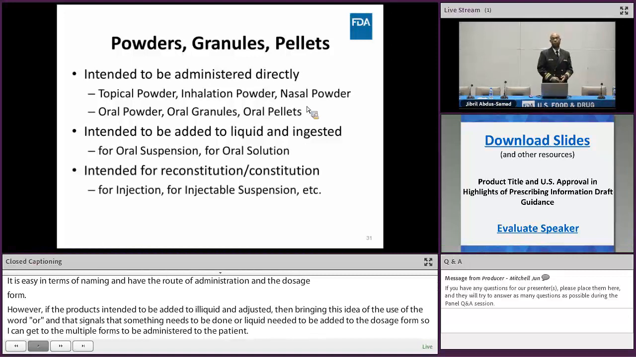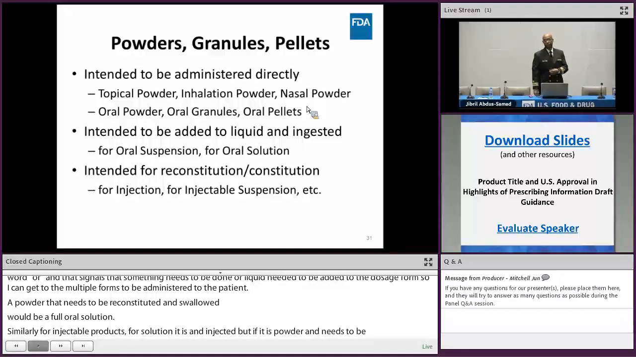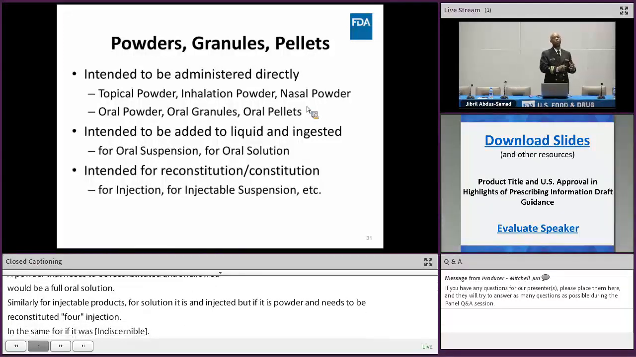Similarly for injectable products, if it's a solution, it's an injection. But if it's a powder or a lyophilized powder that needs to be reconstituted before it becomes a solution, it would be for injection. And same if it was a suspension. This is the idea when I said figure out the physical form of the dosage form, and then you have to consult the nomenclature guidelines to see how we name it in the product.